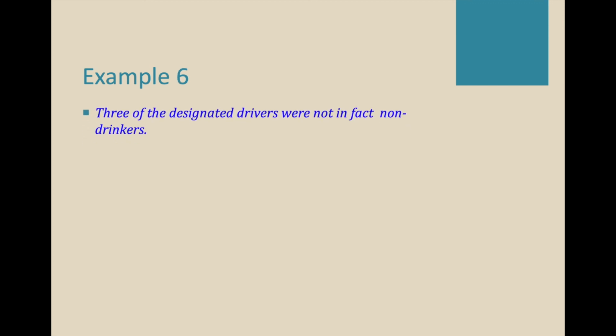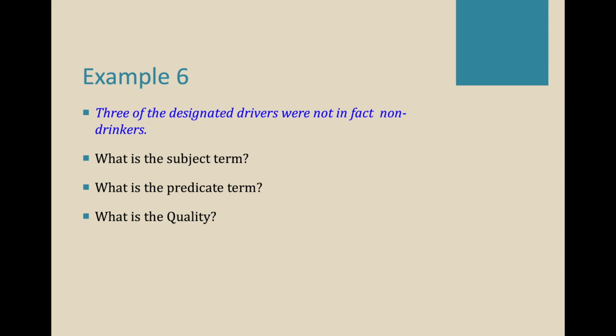Example 6: 3 of the designated drivers were not, in fact, non-drinkers. So again, a little bit tricky, and I'm trying to do that on purpose to challenge you a little bit here, right? But you, again, can figure this out by applying the same standard 4 questions. What is the subject term? What is the predicate term? What is the quality? And what is the quantity of the statement?